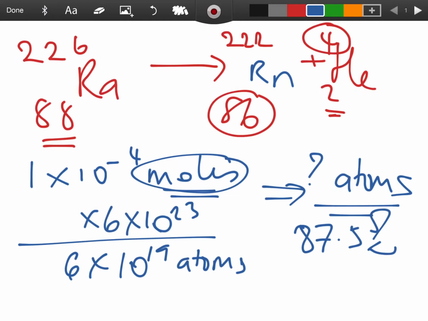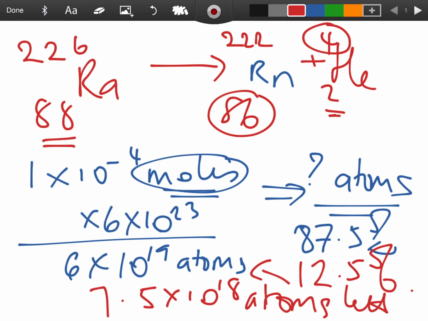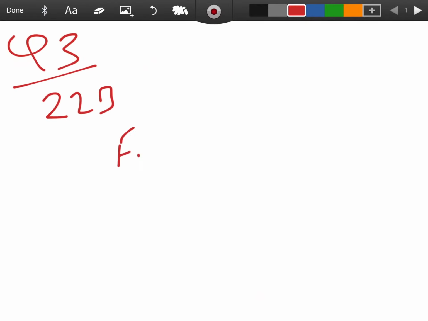Now, if 87.5% of those atoms are gone, well, 12.5% remains. So if you get 12.5% of that, divide by 100, multiply by 12.5, then you're going to get your answer there of 7.5 by 10 to the 18 atoms left. Or alternatively, of course, you could get 87.5% of this and then subtract your answer from the 6 by 10 to the 19, so that you see how many atoms you have left, because they want to know what you've left, okay?